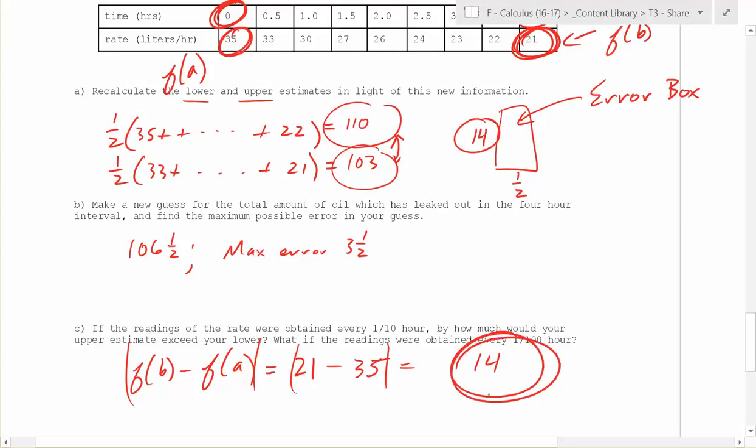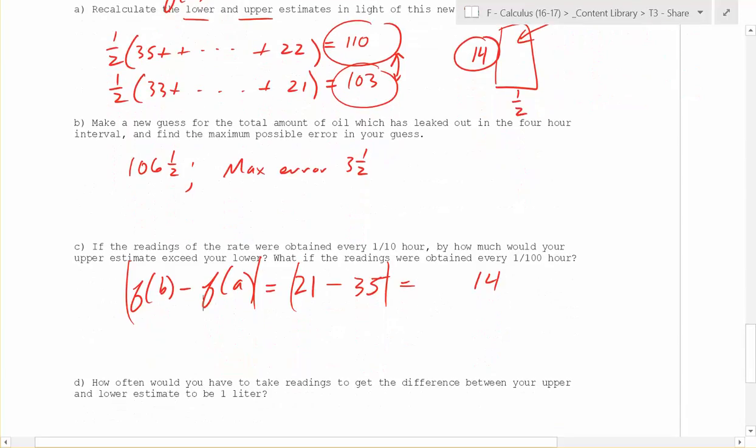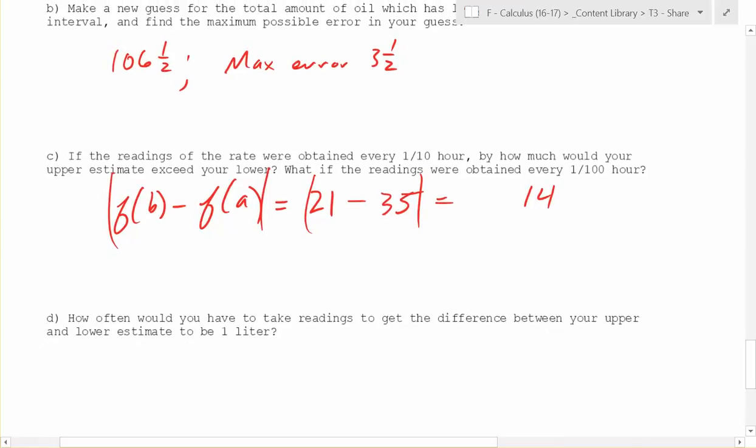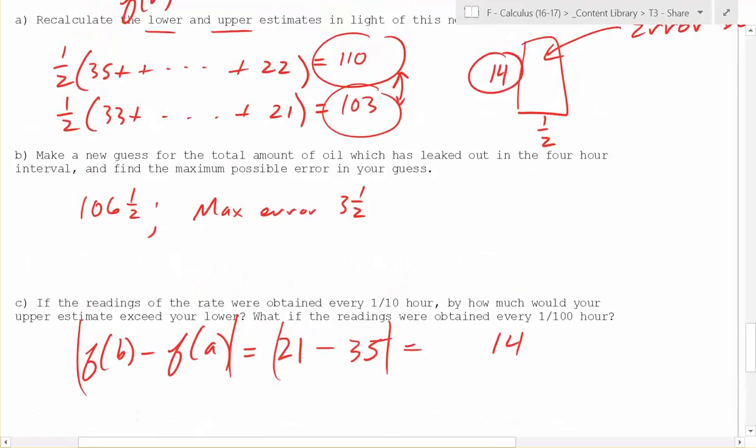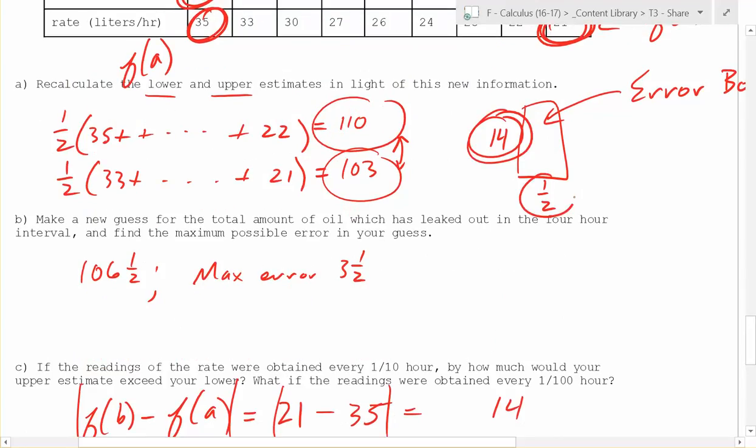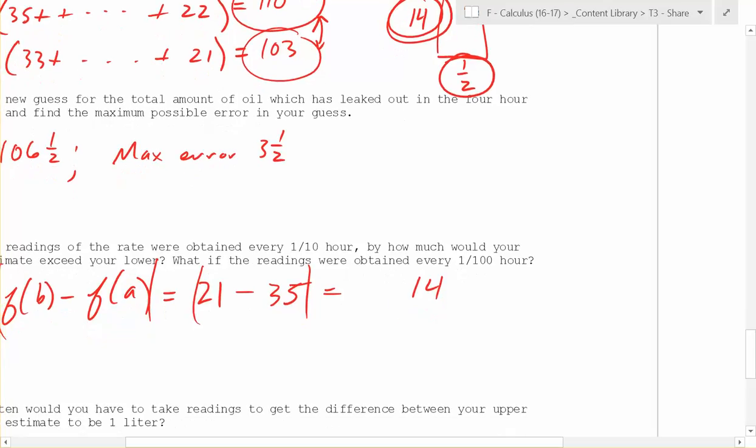You get 14. So if you take it every 1/10 of an hour, what do you do to the 14 with that 1/10? Not divide. It says if the readings of the rate were obtained every 1/10 of an hour, by how much would your upper estimate exceed your lower estimate? How did we get that before? It was 14 times 1/2. So now what is it going to be? 14 times 1/10. So it's going to be 1.4.